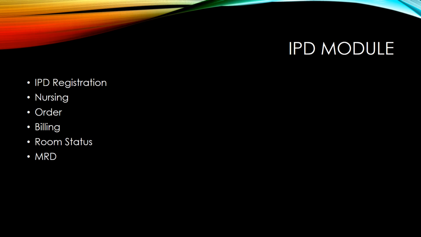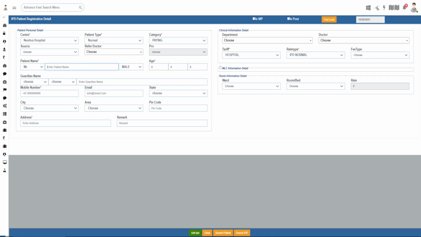Next one is the IPD module. In the IPD module, there are IPD registration, nursing, where the nurse and the doctor have to record the investigation and medicine, and there is a portion for nursing, order, billing, room status, and MRD status. This is our IPD registration form, where you can fill in the patient information, the department and doctor information, and the room information.